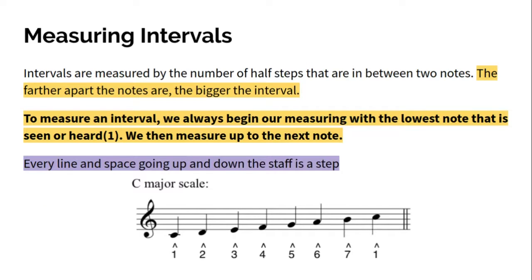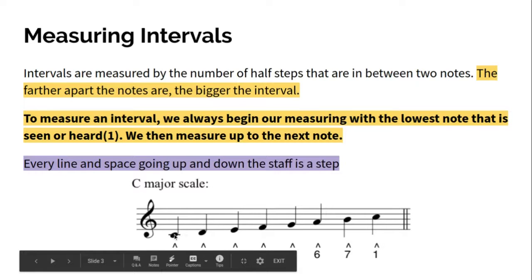Intervals are measured by the number of half steps that are in between two notes. The farther apart the notes are, the bigger the interval. To measure an interval, we always begin our measuring with the lowest note that is seen or heard, and we're going to call that note number 1. We then measure up to the next note. Every line and space going up and down the staff is a step. I'll show you what I mean.